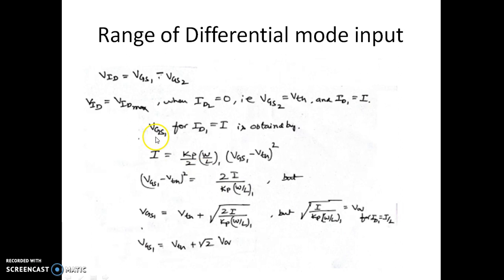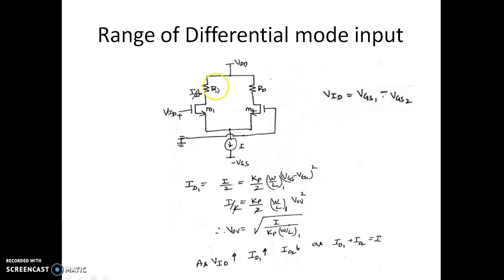Let us see how long this continues. So one of the possibilities is that this I by 2 can reach equal to I. So the current which was flowing through M2, I by 2, can become 0. When this current becomes 0, M1 carries the full I. The entire current which is flowing through M2 will be transferred to M1. So we are trying to find out at what input voltage that condition exists.